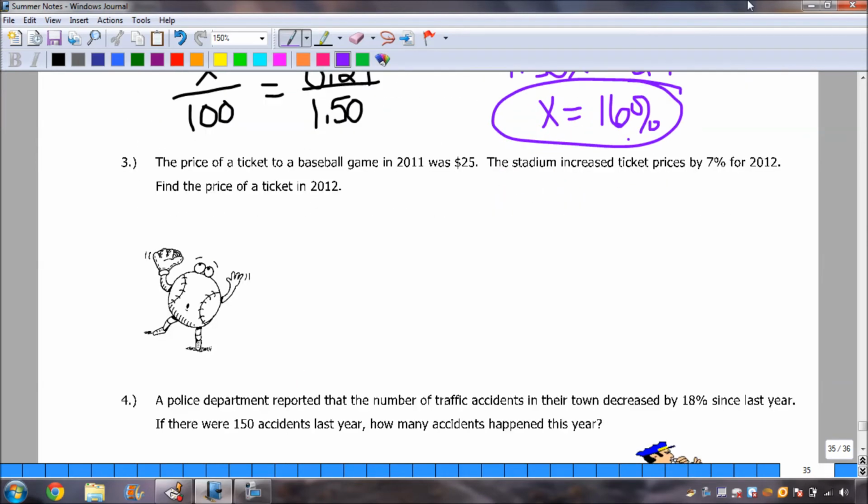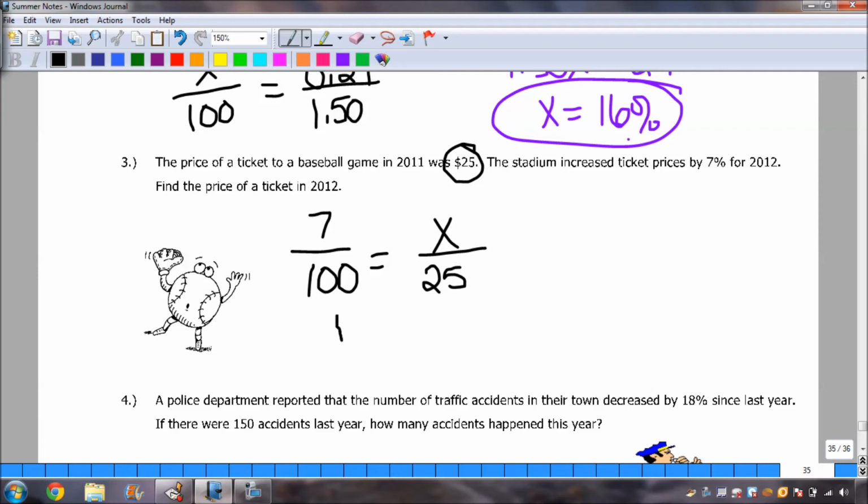Okay. Number 3, the price of a ticket to a baseball game in 2011 was $25. The stadium increased ticket prices by 7% for 2012. Find the price of a ticket in 2012. So this time I do know the percent. I know that the percentage is 7%, so I'm going to say 7 over 100. And I do know the original amount, which is 25, so that goes on the bottom. Figure out what x is on top, go through, cross multiply, you end up getting 175 equals 100x.